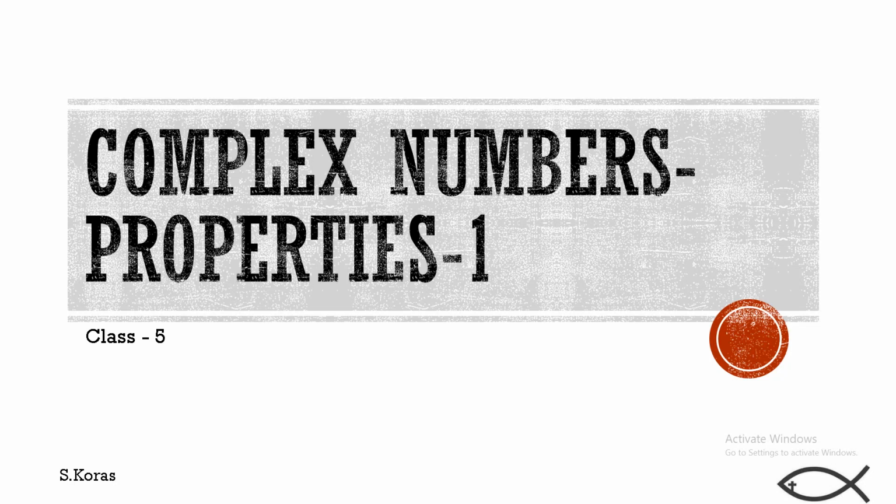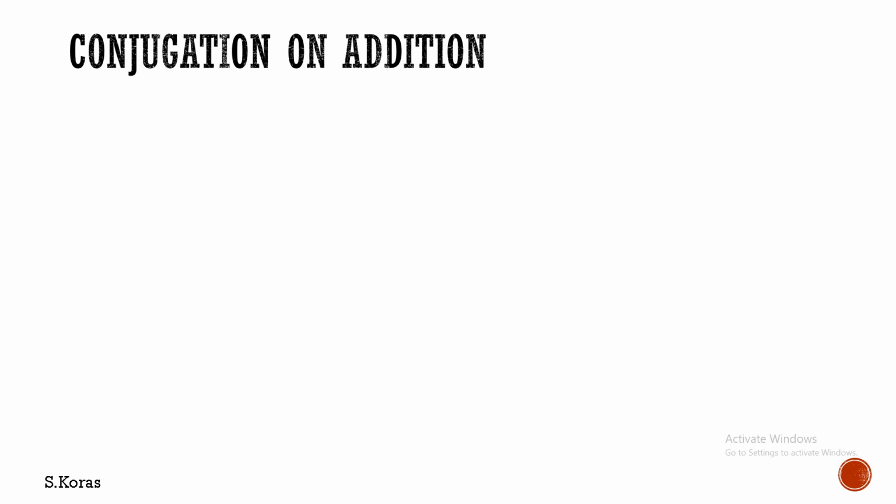In this session, we are going to discuss the properties of complex numbers. First, let us see the property of conjugation on addition of two complex numbers. That is, z1 plus z2 the whole bar is equal to z1 bar plus z2 bar.